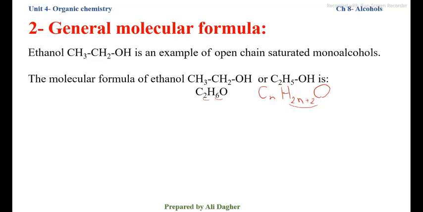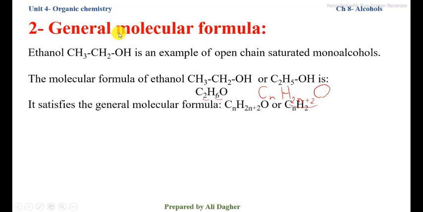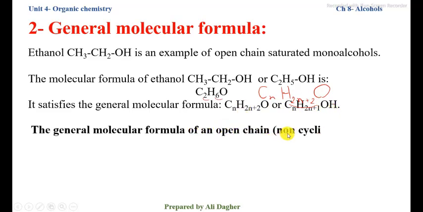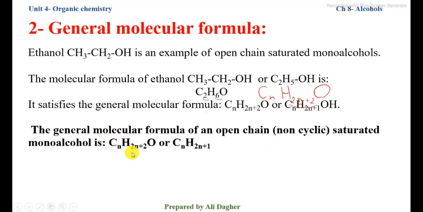Therefore, the general molecular formula of a saturated non-cyclic monoalcohol is CnH2n+2O. It satisfies the general molecular formula CnH2n+2O or CnH2n+1OH. Therefore, the general molecular formula of an open-chain non-cyclic saturated monoalcohol is CnH2n+2O or CnH2n+1OH.